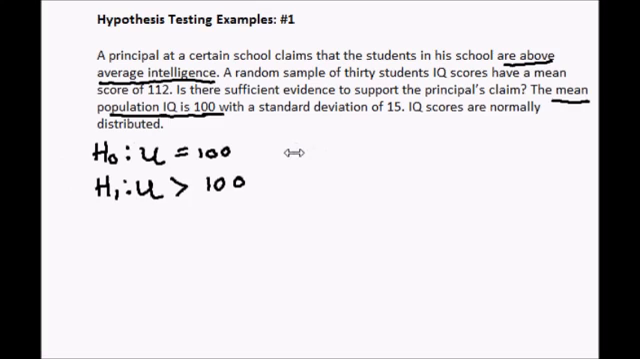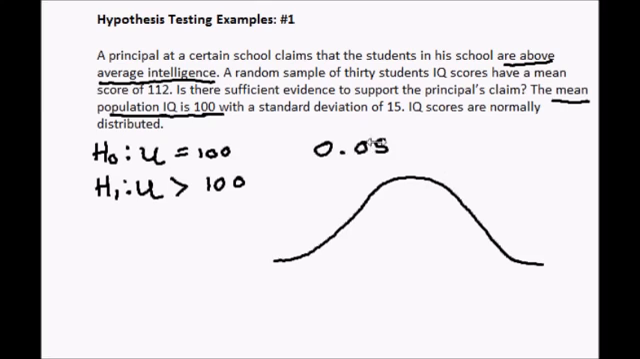The next thing I want to do is choose an alpha level. Sometimes you're given an alpha level in the question. If you're not given an alpha level, go with the standard 0.05. Now what does this mean? Well, if you have a standard normal distribution, the 0.05, our alpha level, is 5%. And this is a one-tailed test. We've got the mean, mu, in the center, it's 100. And 5% of this curve is going to be roughly this area here.